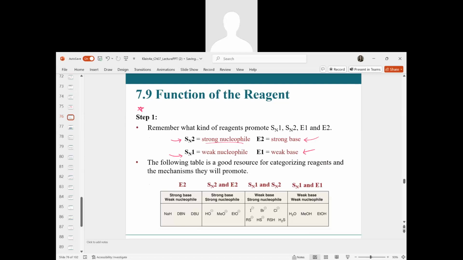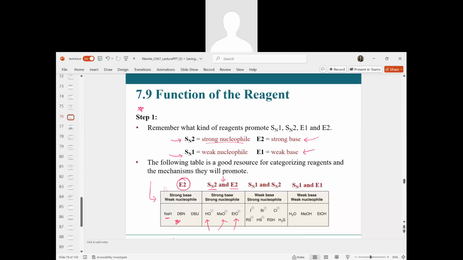Down below this table, we have some different categories. In this first column, for example, we see chemicals that can be used as strong base, weak nucleophile reagents. We have the compounds DBN, DBU, and sodium hydride listed here. These will only promote the mechanism of elimination, specifically E2. Then in our second column, SN2 and E2 will be competing reactions when we have a strong base, strong nucleophile. Both nucleophilic substitution and elimination can occur with hydroxide, methoxide, or ethoxide.